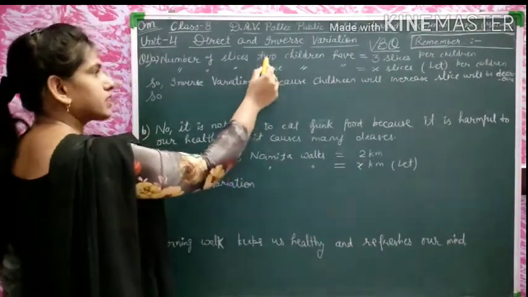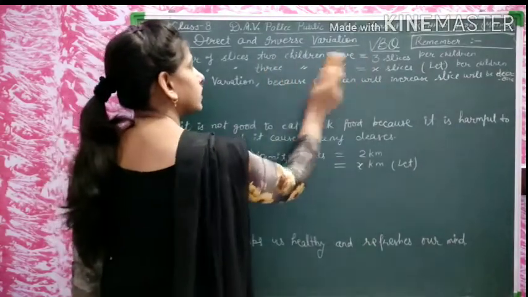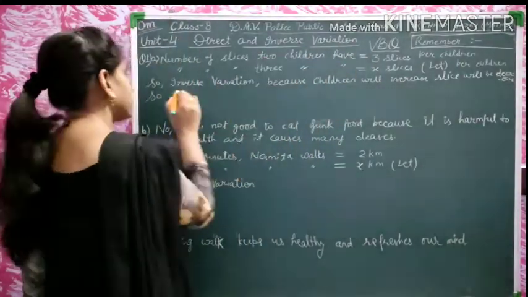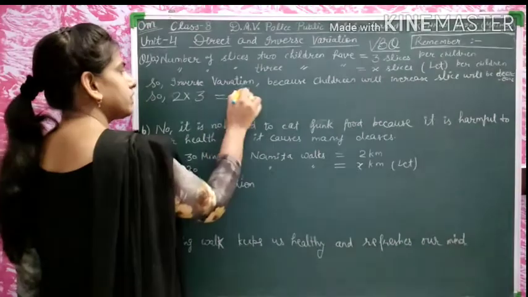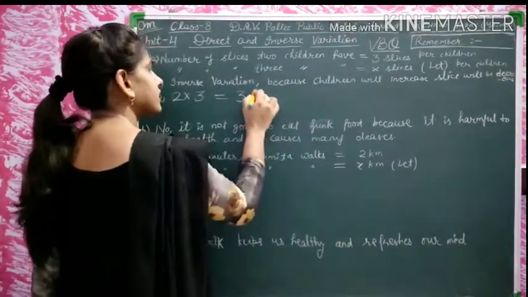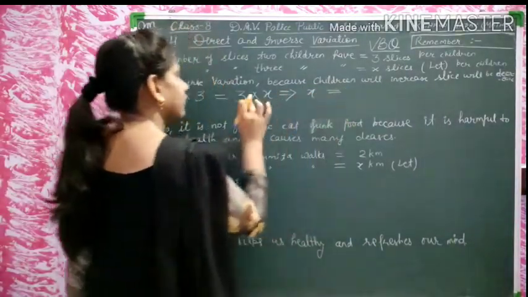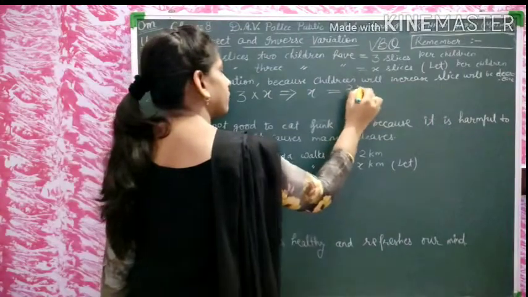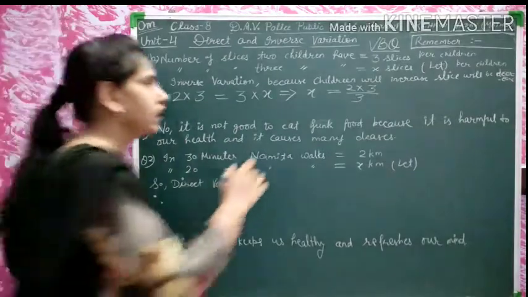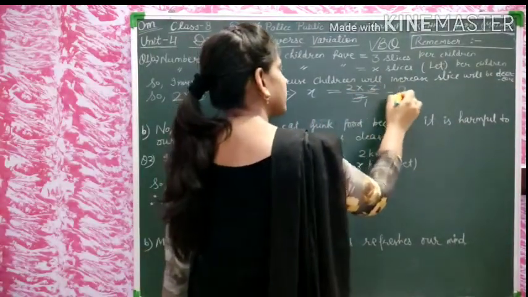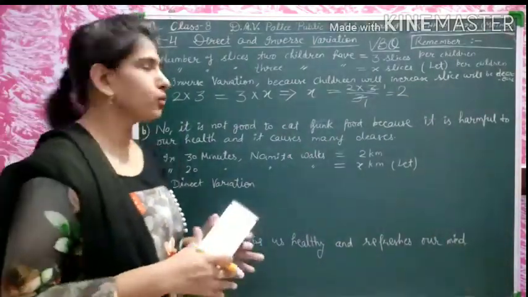Now we will do the inverse variation. If inverse variation exists, the multiplication of these two quantities must be constant. So 2 into 3 must be equal to 3 into x. Is it clear students? Now we have to find the value of x. 3 comes across, so 2 into 3 divided by 3, the 3s cancel, and x equals 2. Is this clear students? Now we will go to the next question.